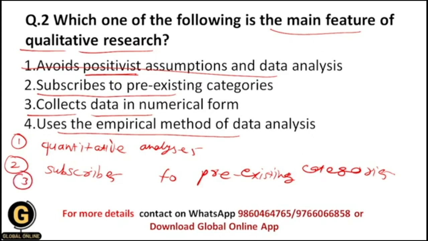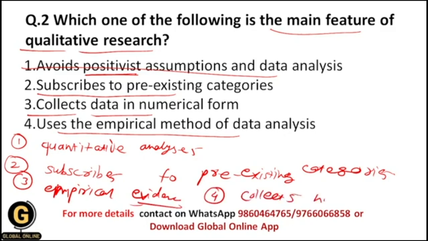Now the third characteristic of the positivist approach is that it is based upon empirical evidence, and that's why empirical evidence is gathered and analyzed over here. Empirical evidence means the evidence which is based upon observations and measurements of the data. And the fourth one is it collects numerical data.